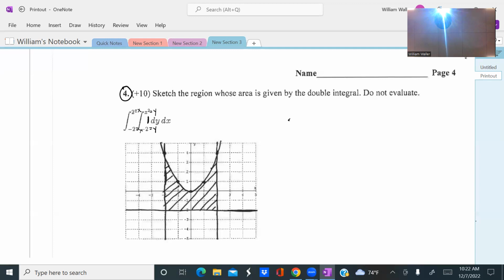Well, put all that together, right? So we had the region between y equal -2 and y equal x squared. So that's this part, right? But then only from x equal -2 to x equal +2. So you just get this little piece here that I've got shaded, right? Does that make sense now?